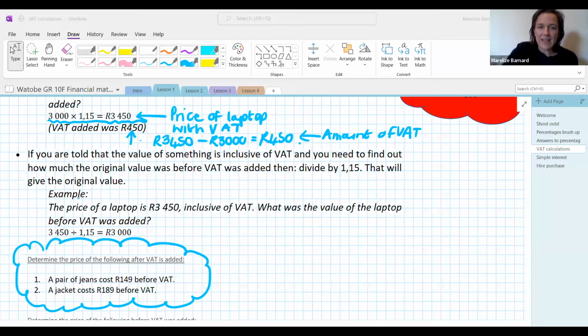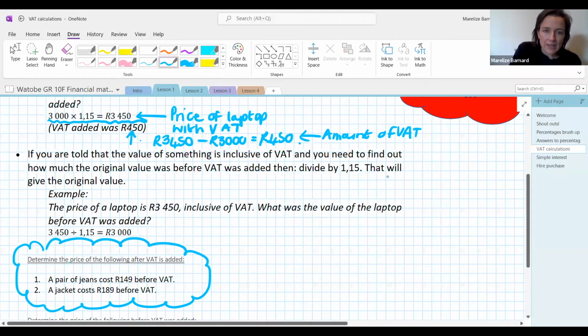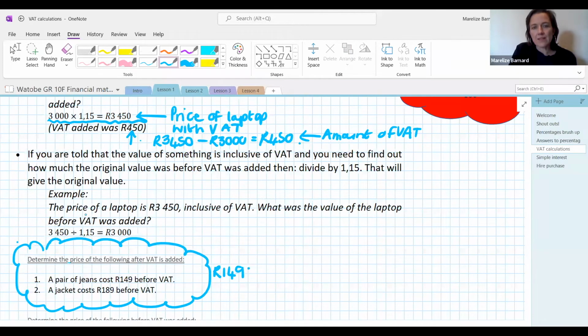Okay, so we're going to take question one. I just need to move things around on my screen a little bit. For question one, our quick and easy way to do it is we can say 149, which is the price without VAT, and we times it by 1.15. And what do we get? 149 times 1.15 gives us 171.35.